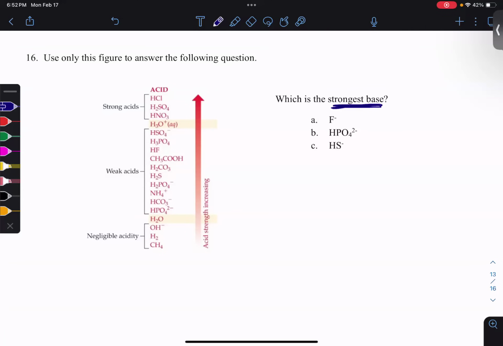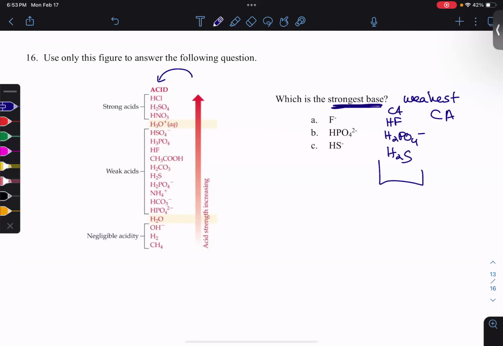So we're going to look for the weakest conjugate acid. Okay, so these are the acids, so we're going to be looking for their conjugates from this list of bases that are given. So if F minus is a base, its conjugate acid is HF. If HPO4 2 minus is a base, its conjugate acid is H2PO4 minus. So tell me, what is the conjugate acid of HS minus? H2S. These are the things you're going to look for on this list, right? So look for those ones.